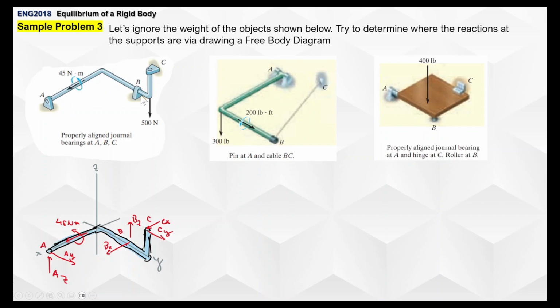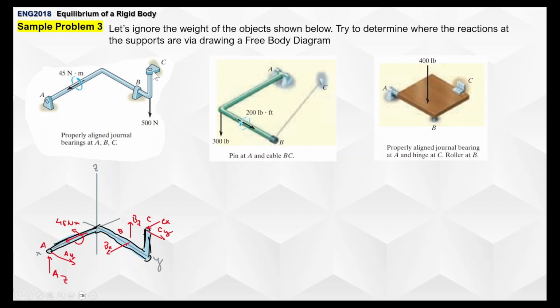So we have another journal bearing here at B. So if this one is preventing BX and BZ. So BX and BZ. And just so you know, there's moment. If there's AY, AZ here, it's trying to prevent also yung moment across AZ and AY, BZ and BX.